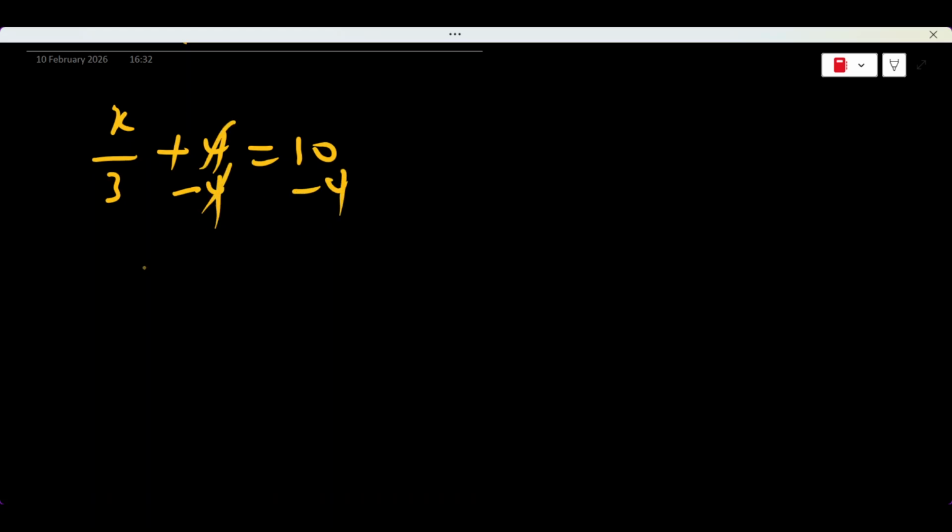So this one and this one cancel out. We have x over 3 equals 10 minus 4, which is 6. Now this is division.